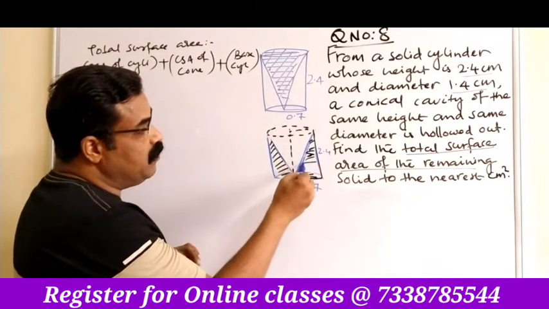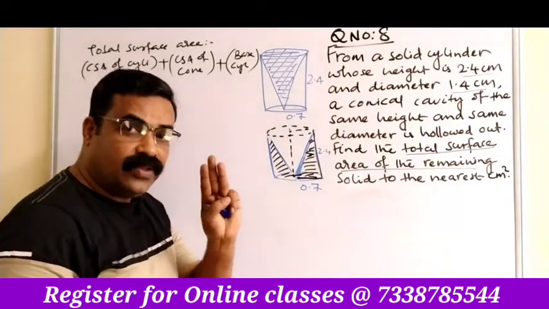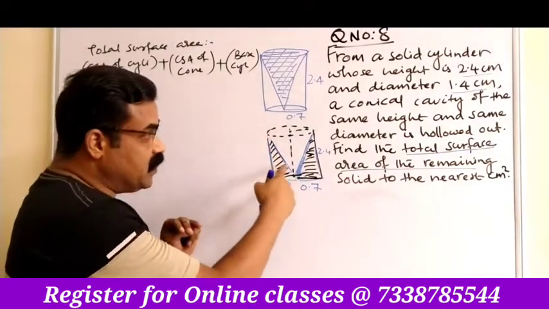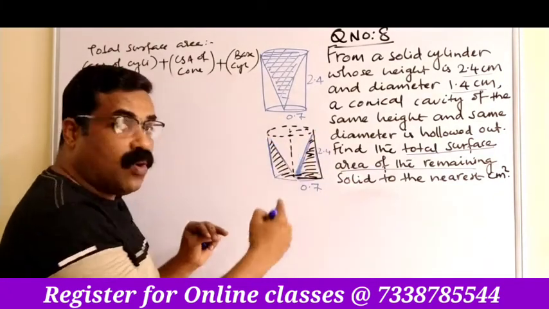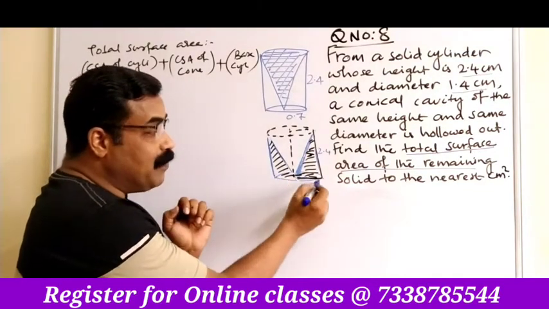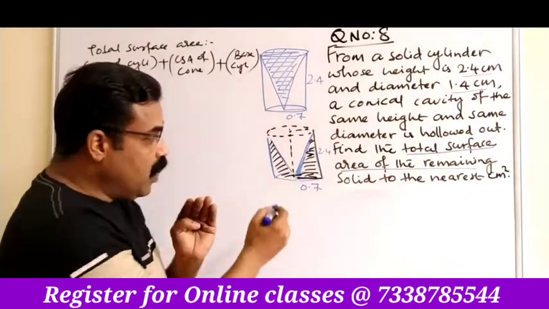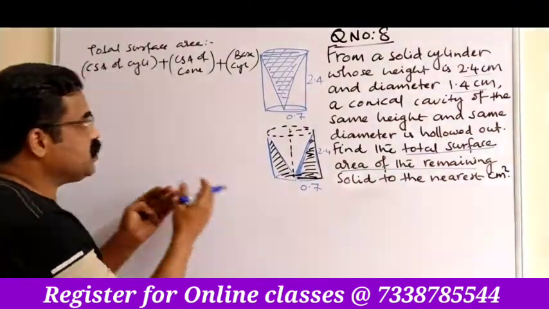When we talk about the remaining solid here, we have three things to add. What are the three things? One is the curved surface area of the cylinder. One is the curved surface area of the cone inside the cylinder. And we have to add the base of the cylinder. When you add these three things, we will get the total surface area. So now let us go here.